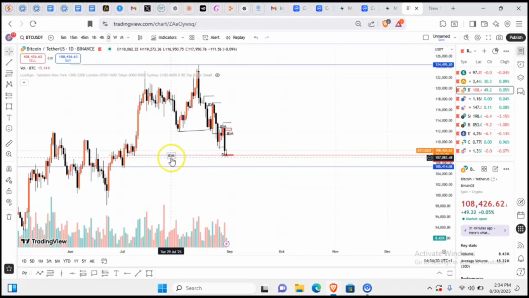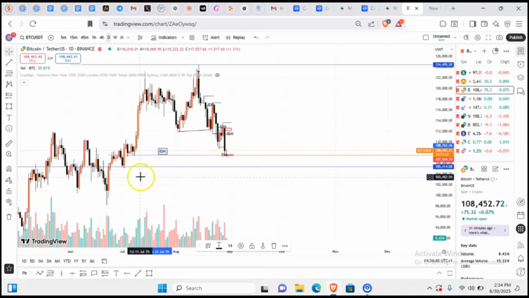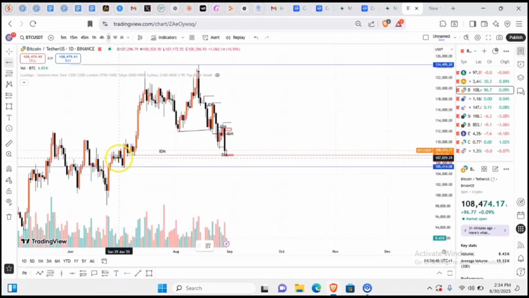So what exactly do I want to see about this IDM? I want to see price sweep this IDM and tap into my order block. So where's my order block on the daily? The close of the bearish candle. This is the close of the bearish candle here before the bullish candle. So I have that there. That's the close on the daily.